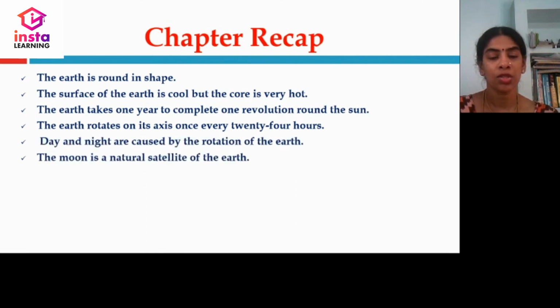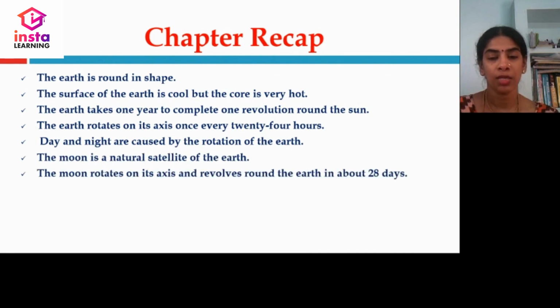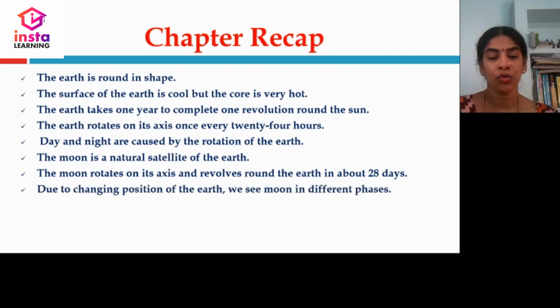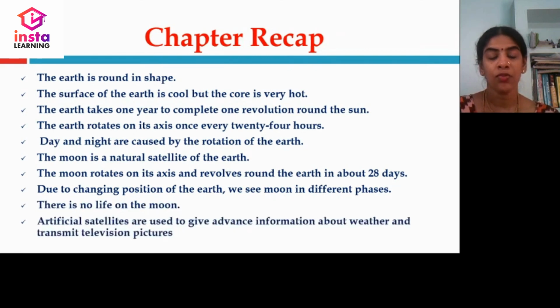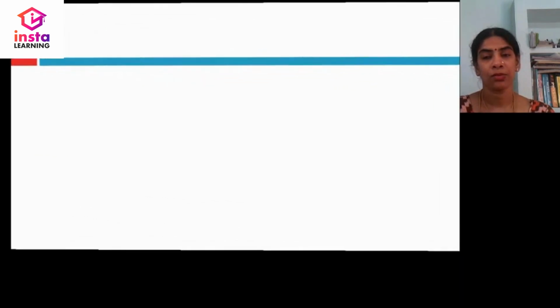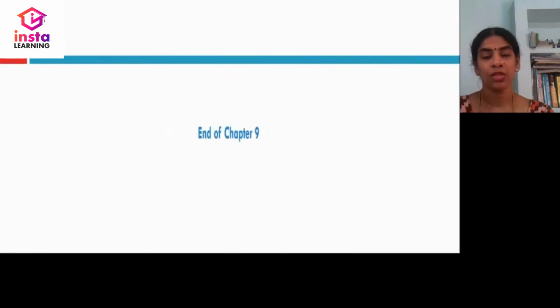The Moon is the only natural satellite of the Earth. The Moon rotates on its axis and revolves round the Earth in about 28 days. Due to the changing position of the Earth, we see the Moon in different phases. There is no life on the Moon. Artificial satellites are used to give advanced information about the weather and transmit television pictures. This ends chapter 9.